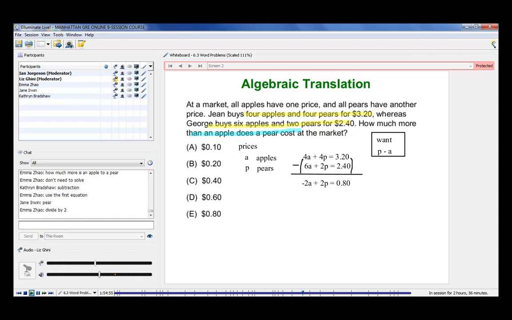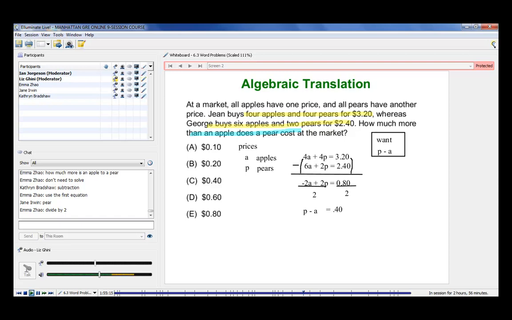You know, this is, again, the golden rule of equations. What I do to one side, I do to the other. Okay, and then I'm fine. So then I end up with pear minus apple equals 0.40. And I have my answer, which is C.